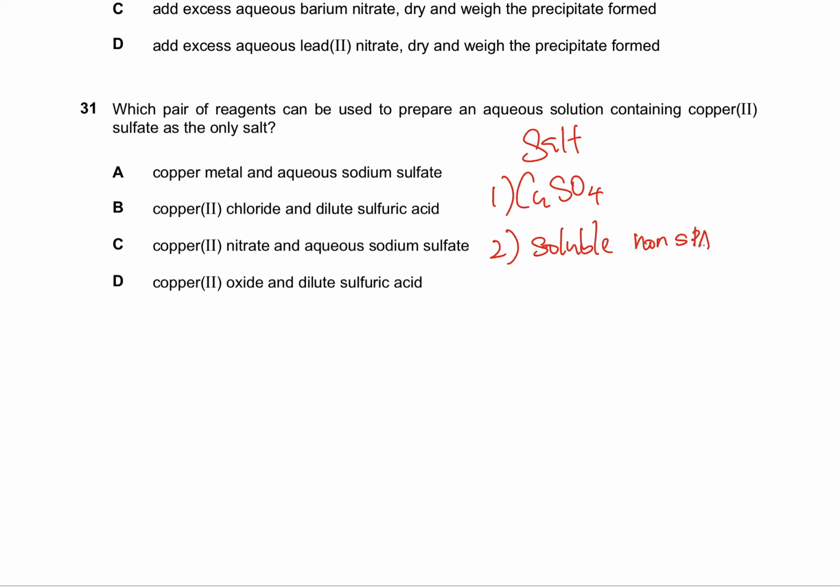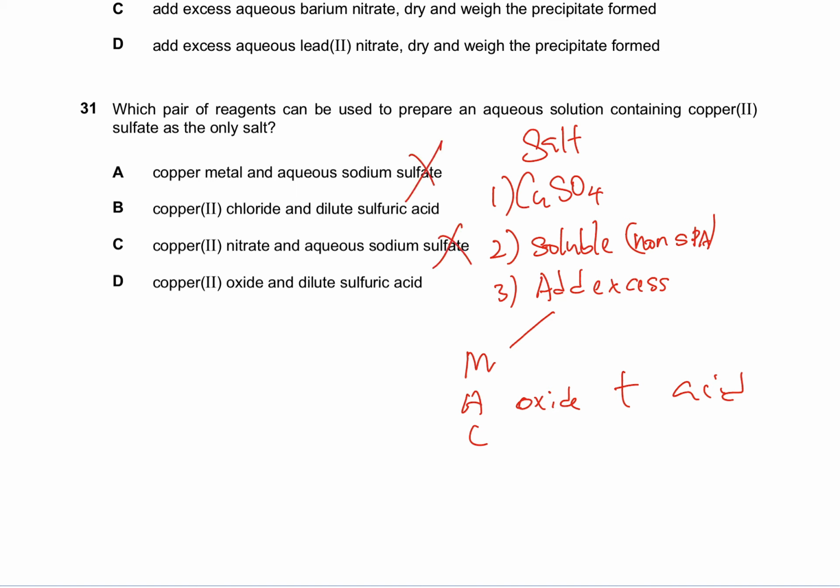And once I know that it's soluble, I need to know that this is the acid excess method. And I know that in the acid excess method, I need to use either my metal, my oxide, or my carbonate, and react it with an acid. So let's look at all this. Which acid do I need to use? I need to use sulfuric acid. So anything without sulfuric acid, I cannot use.